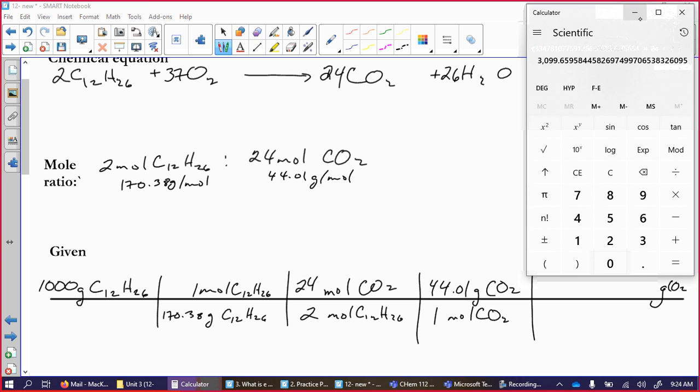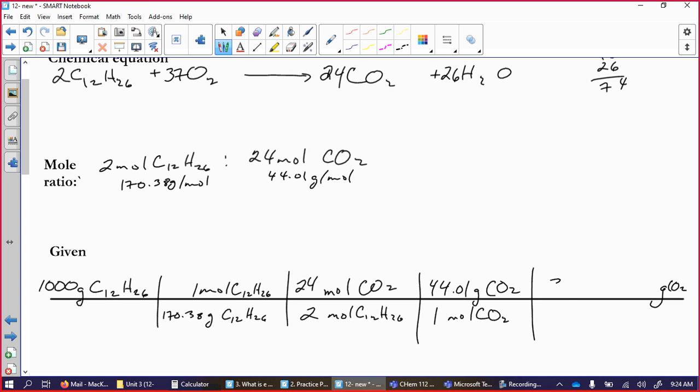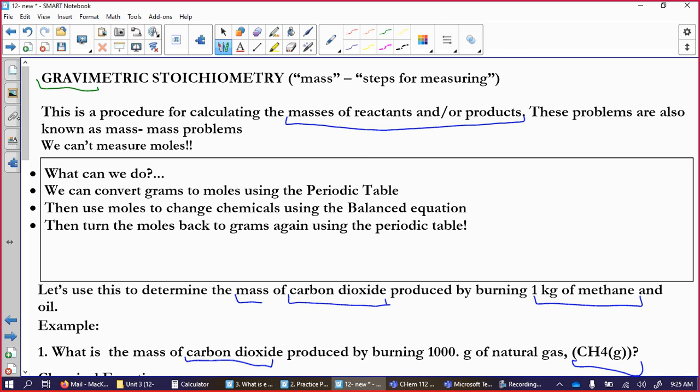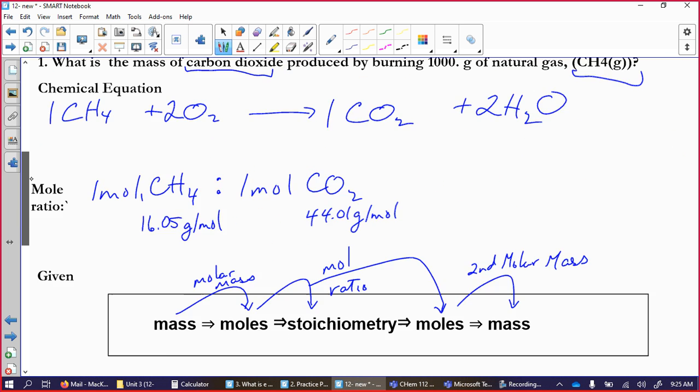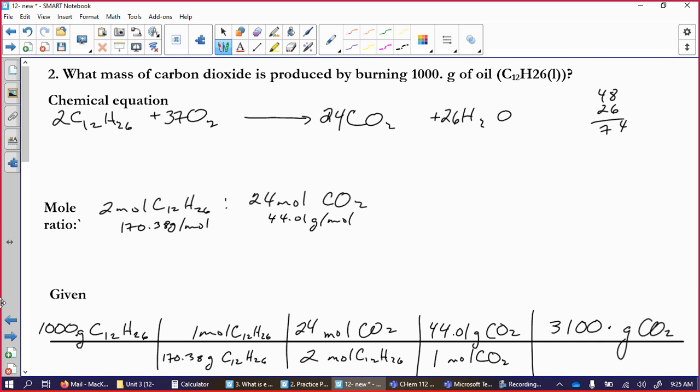So 3,000, well, 3,100 grams of carbon dioxide. Is that more? Well, 2,700 versus 3,100. If you're burning 1,000 grams of a fuel, which is better for the environment? This is one of the reasons why they say the smaller things like natural gas are better than heavy fuels.